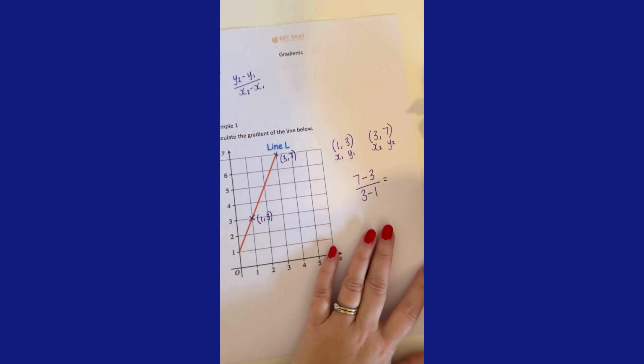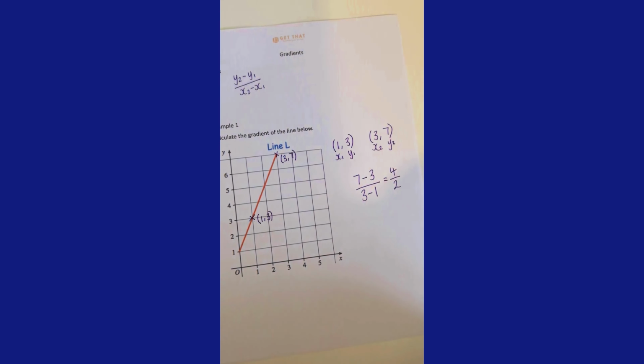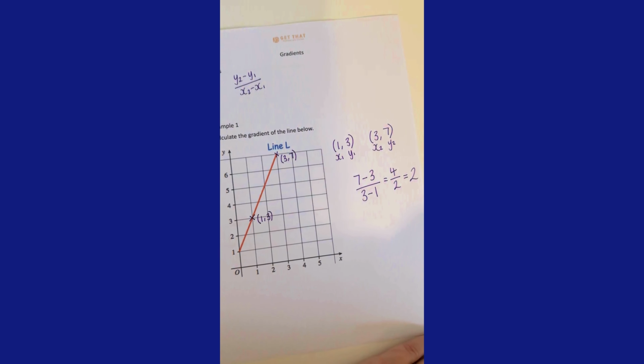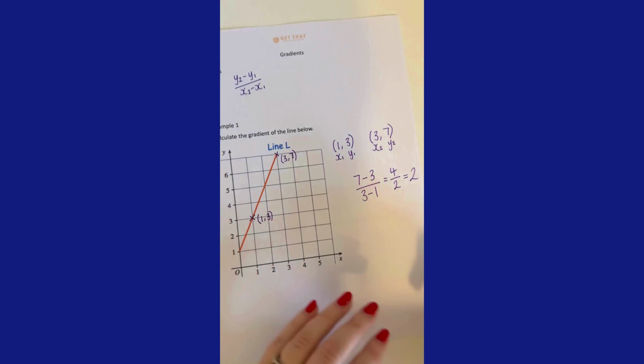7 take away 3 then, that gets me 4. And 3 take away 1, that gets me 2. So what I end up with there is 4 over 2. Now, hopefully you know, but this fraction line also means that we divide. Now, because I can do this division, I'm going to do it. So because I can do 4 divided by 2 to get a whole number, we then are going to simplify it further. 4 divided by 2 gets me 2. So my gradient of that line is 2.